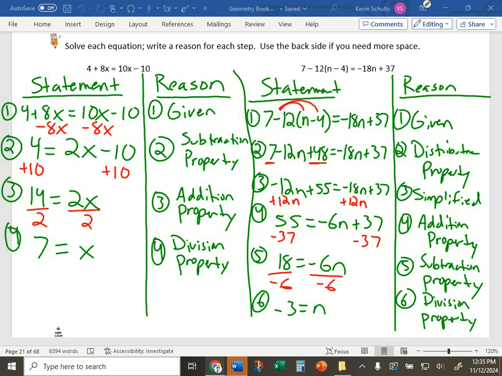So when I read through your proofs on the test, I'm not going to be looking for one specific way to solve the equation. There are many avenues that you could take, but you do need to get the correct answer in the end.